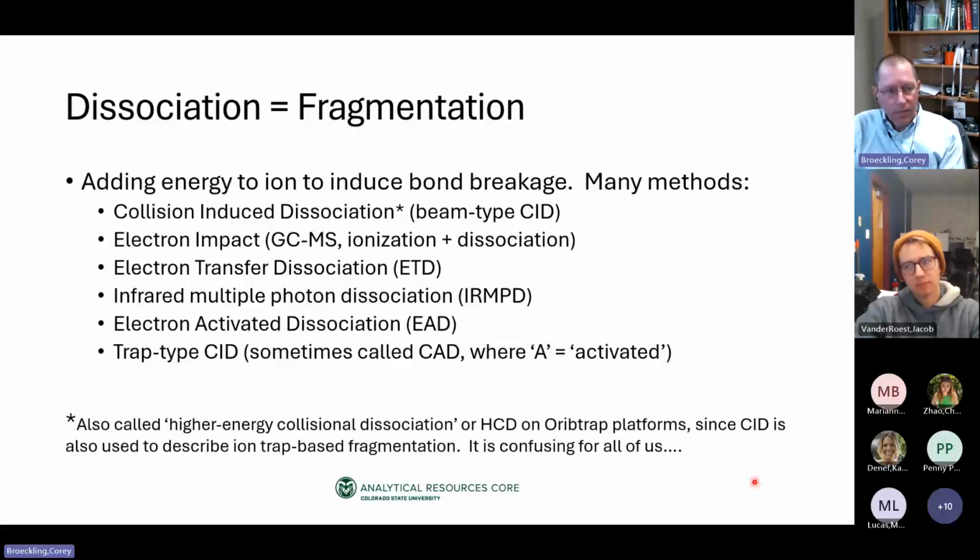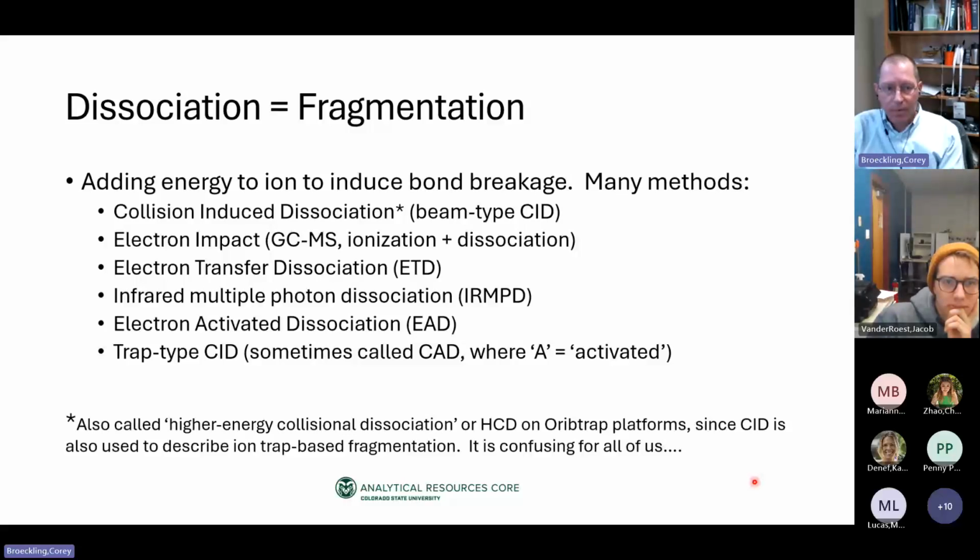So I just wanted to list a few of these. Collision-induced dissociation is probably the most commonly used of all of them. And this is also called beam type CID, or CID for short. I put a note here to say that the use of CID can be a little bit confusing on some instruments, in particular the Thermo Orbitrap platform. CID is called HCD, higher energy collisional dissociation, because CID is also used to describe trap fragmentation. And it is very confusing, but note that most of the time CID refers to collision-induced dissociation.